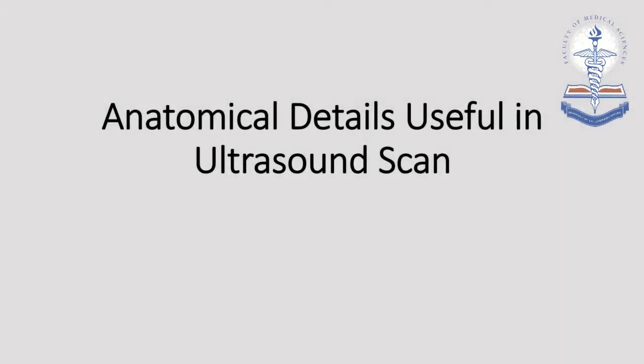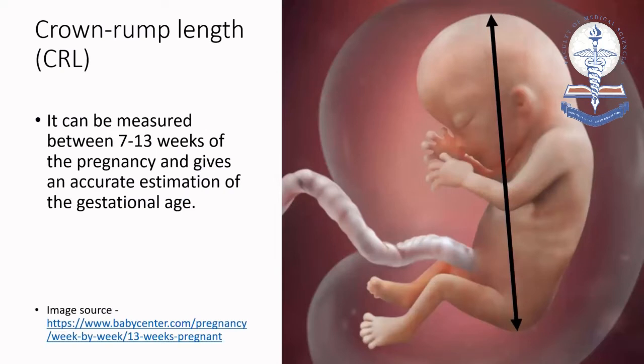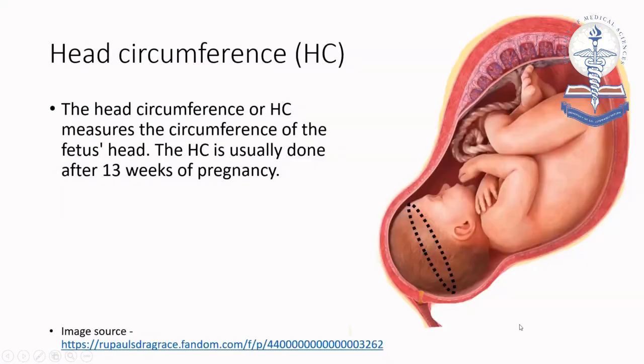Let's briefly go through the important anatomical details useful in a fetal ultrasound scan. Crown rump length is important to estimate the gestational age in early pregnancy. It is measured from the highest position of the head to the lowest position of the back. Head circumference is measured after 13 weeks of pregnancy, where in the transverse section we measure the circumference of the head.